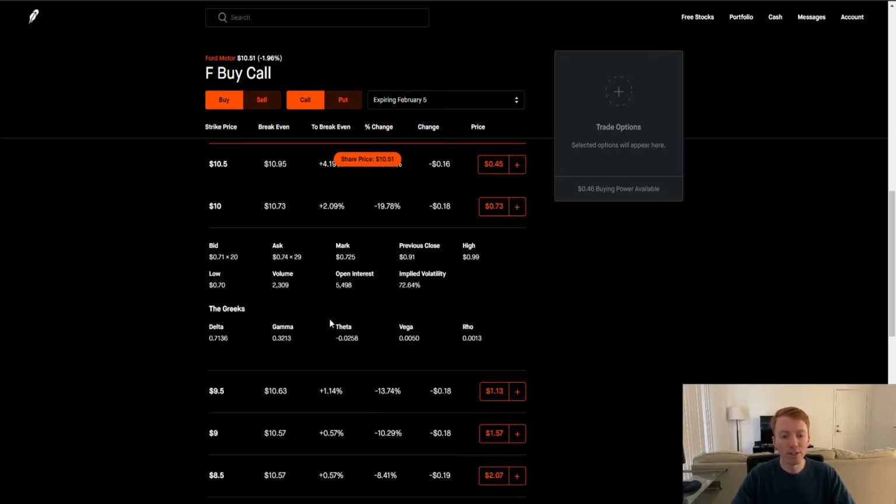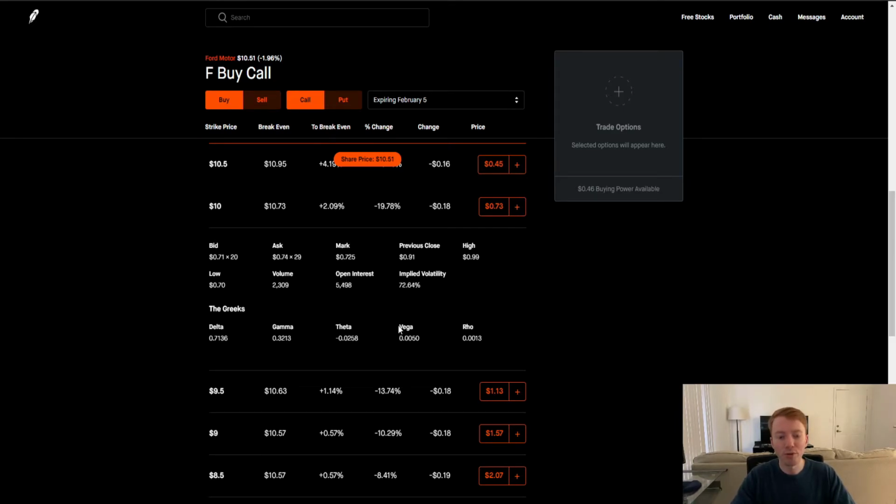If we look at this theta value here, this is the amount of extrinsic value that decays off every day. This specific option expires February 5th, so that's the end of next Friday. And this option will lose around 2.5 cents every day, including the weekends, just from that extrinsic value getting closer and closer to the expiration date.